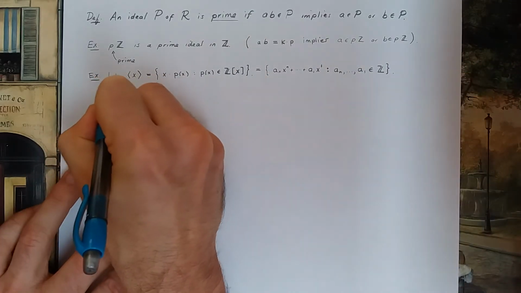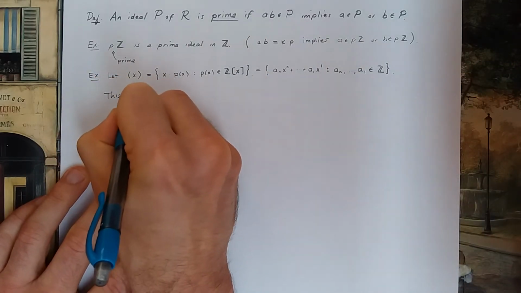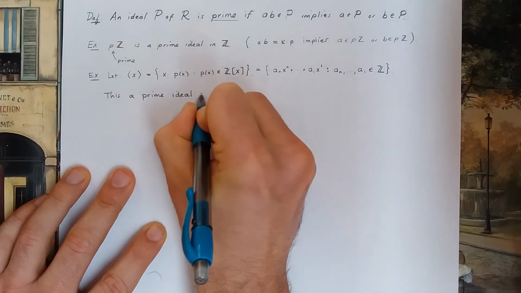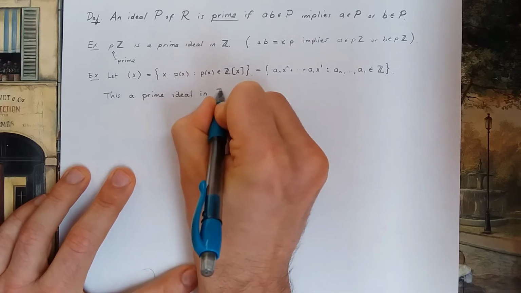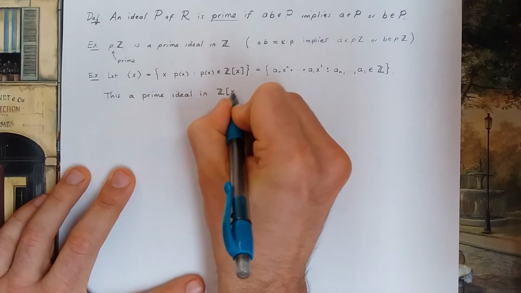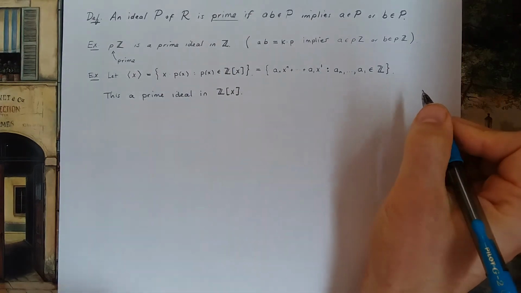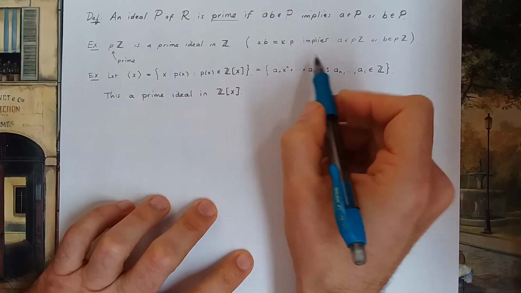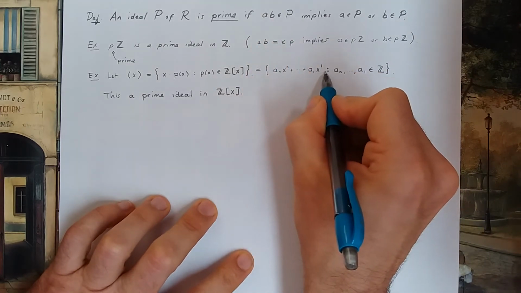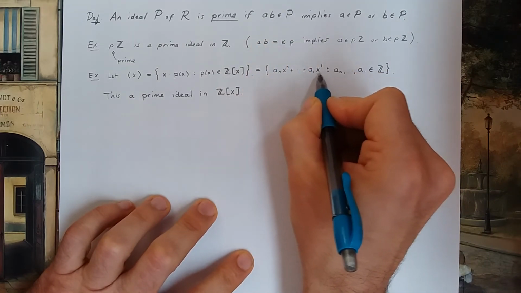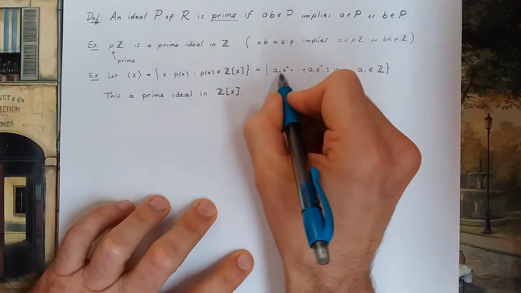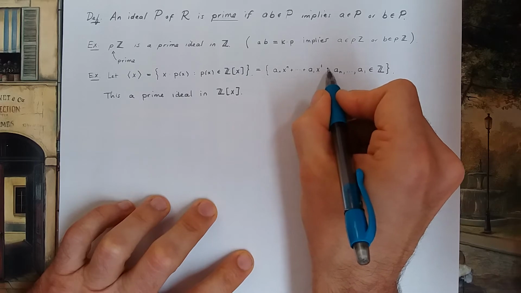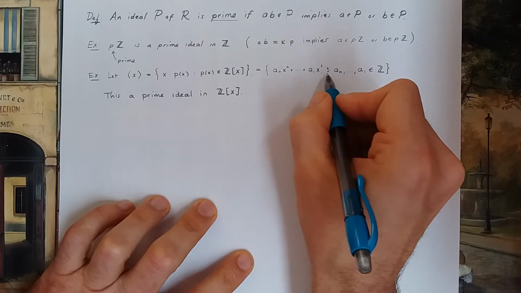So this is an ideal. It's actually a prime ideal in the ring of polynomials with integer coefficients. So it's not too hard to verify that if you multiply two polynomials together and get something with a zero coefficient of the x term, then one of the polynomials had to have had no constant term in the end.